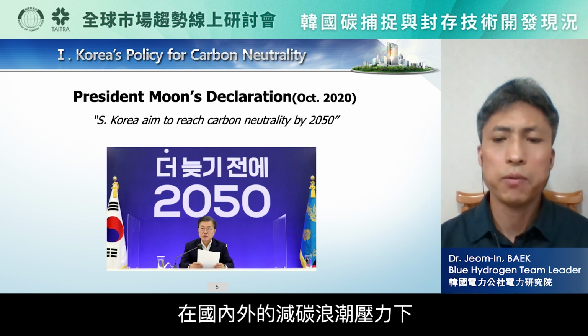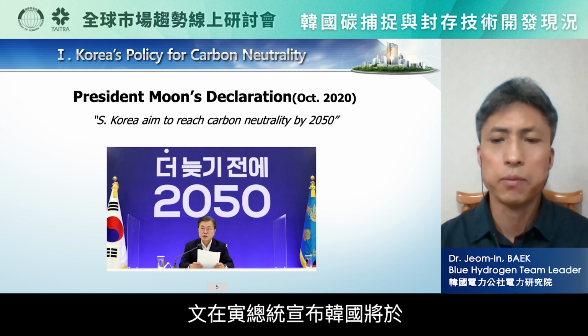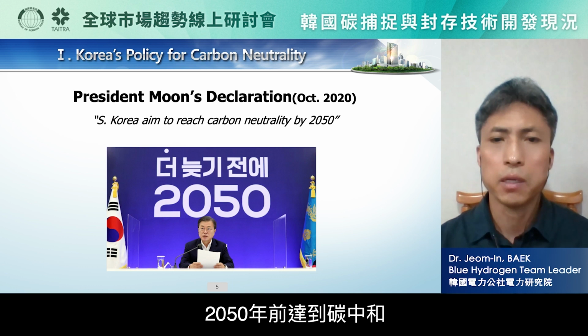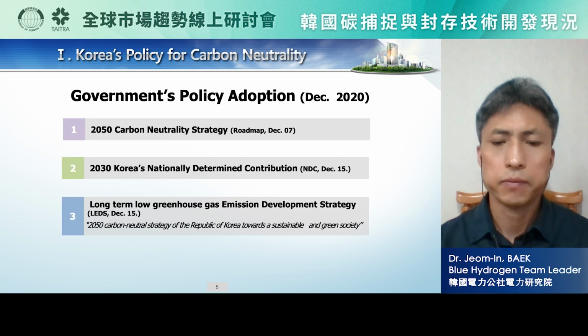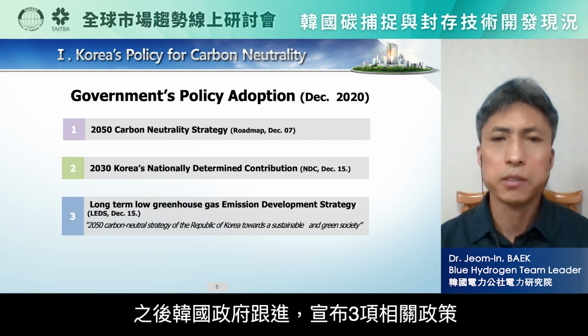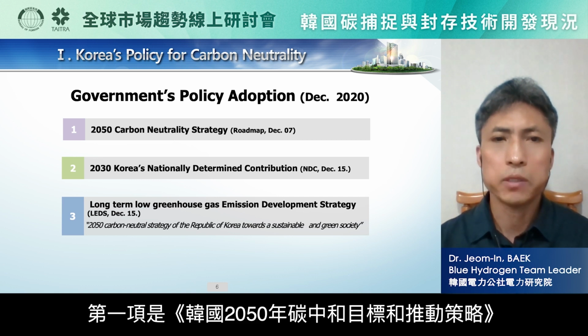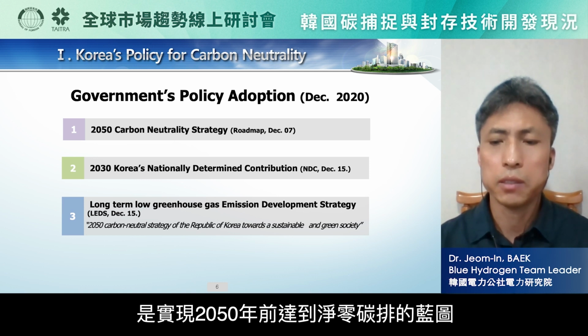Under the pressure of carbon emission reduction at home and abroad, President Moon declared Korea's carbon neutrality by 2050 to join and contribute to the global efforts for climate change mitigation. After the declaration, 3 subsequent policies were adopted in the government and announced. First one is 2050 Carbon Neutrality Strategy. This is a roadmap to go to net zero by 2050.